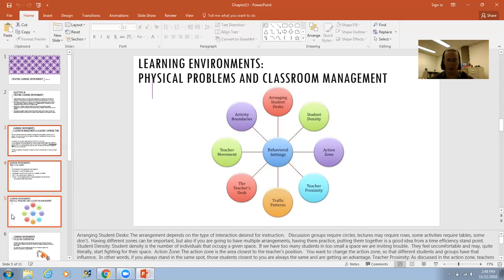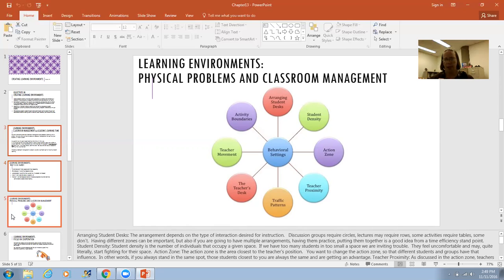The next thing there is student density. So student density is the number of individuals that occupy a given space. If we have too many students in too small a space, we're really just inviting trouble. They feel uncomfortable and may, quite literally, start fighting for their space. You can imagine if you have somebody that's within your physical space, let's say within 18 inches of you, you start to feel a little uptight. Consequently, what happens is you start to either verbally or physically push back a little bit.